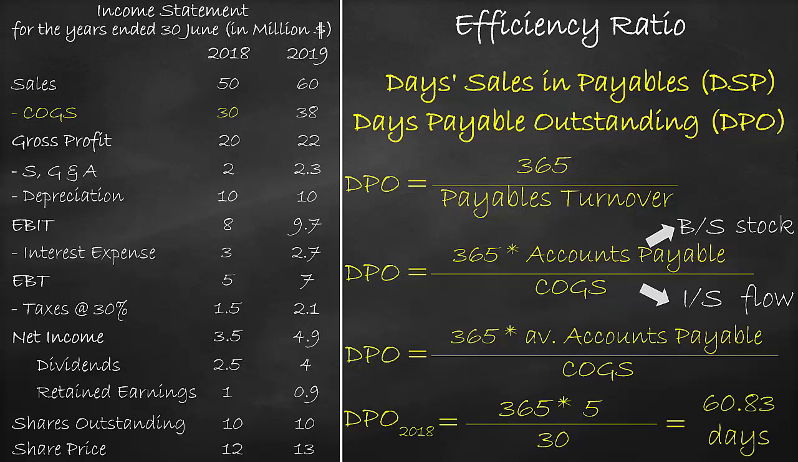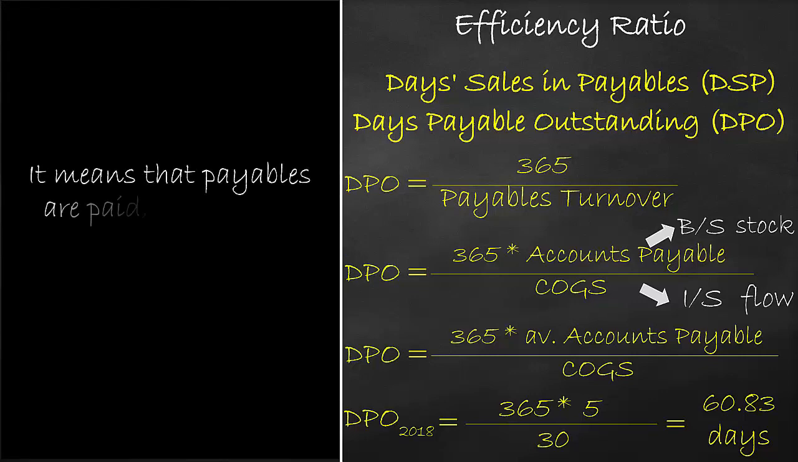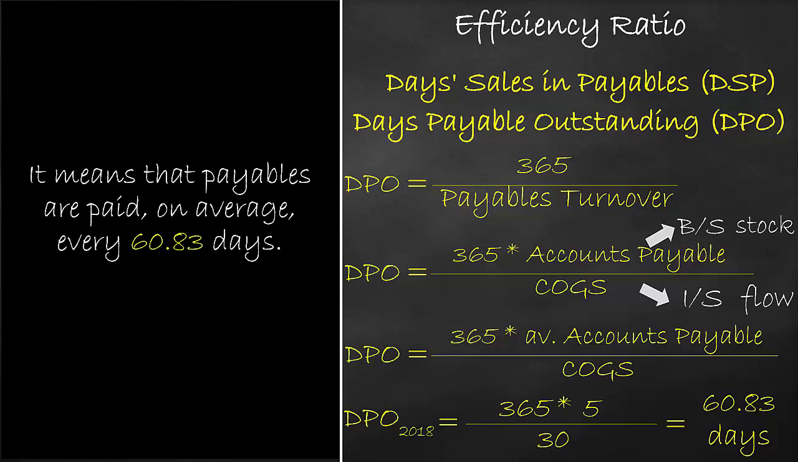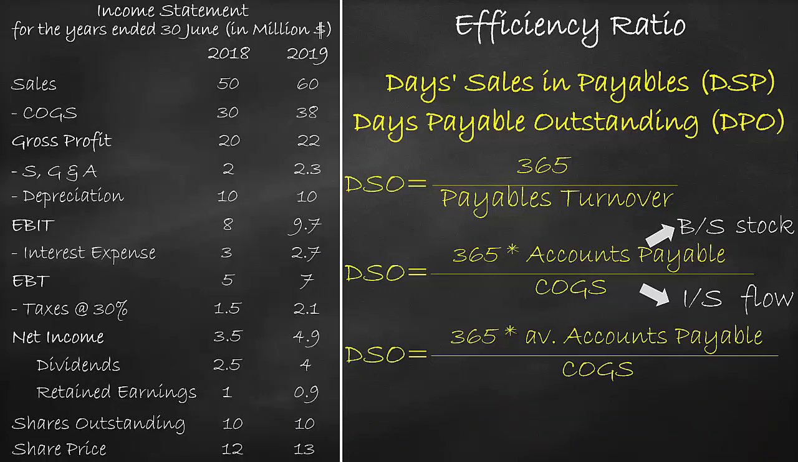The unit of the days payable outstanding ratio is days. It means that payables are paid, on average, every 60.83 days. The longer the days payable outstanding, the better. Next, let's calculate the days payable outstanding for the year 2019.